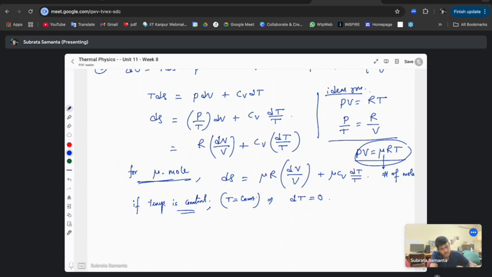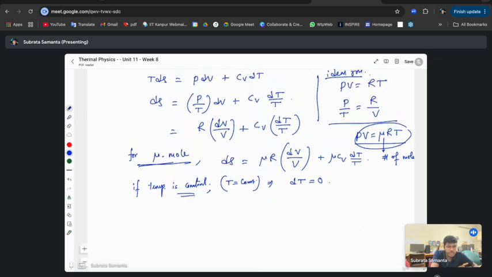Right. So when the temperature is constant, so dT equals 0, right? So that means dS, very simple, only the first term is there, right? So nu times R dV over V, right?